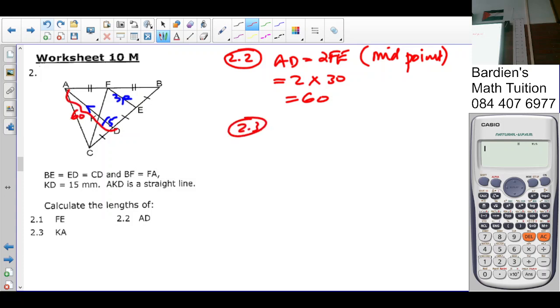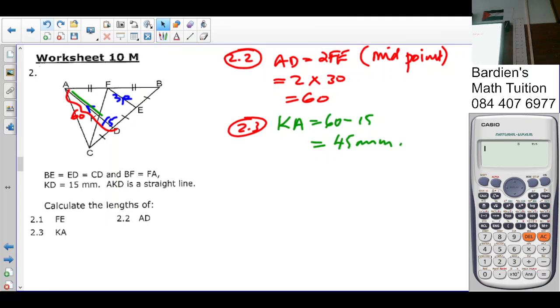2.3. They want you to calculate KA. KA is that length there. Not so, people? So KA is equal to 60 minus 15, which is 45 millimeters. Okay.